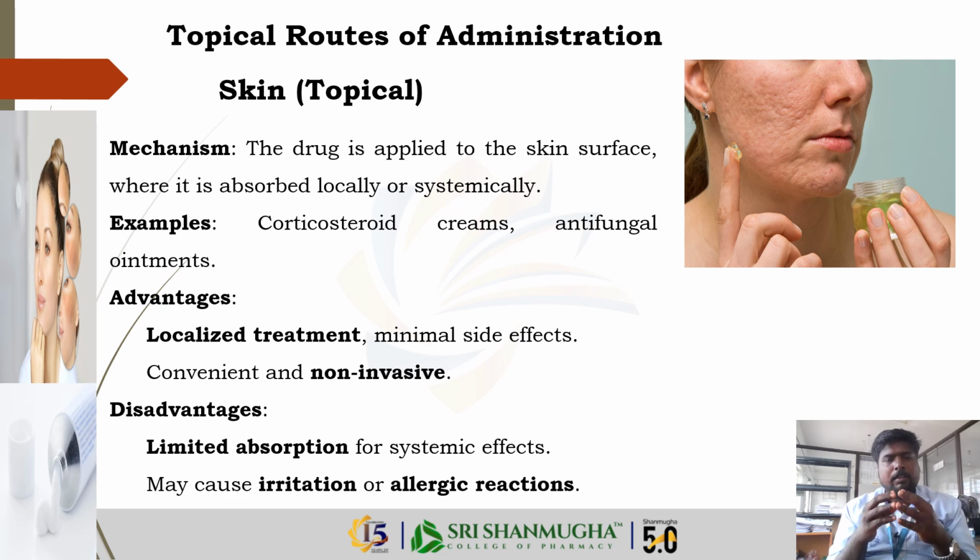However, there are some limitations and disadvantages. The main disadvantage of this route is limited absorption for systemic effect, because in the topical route only a minimal quantity reaches the systemic circulation. In the parenteral route, for example, when you inject the drug under the skin or in muscles, it directly reaches the systemic circulation, which means the maximum drug is absorbed.